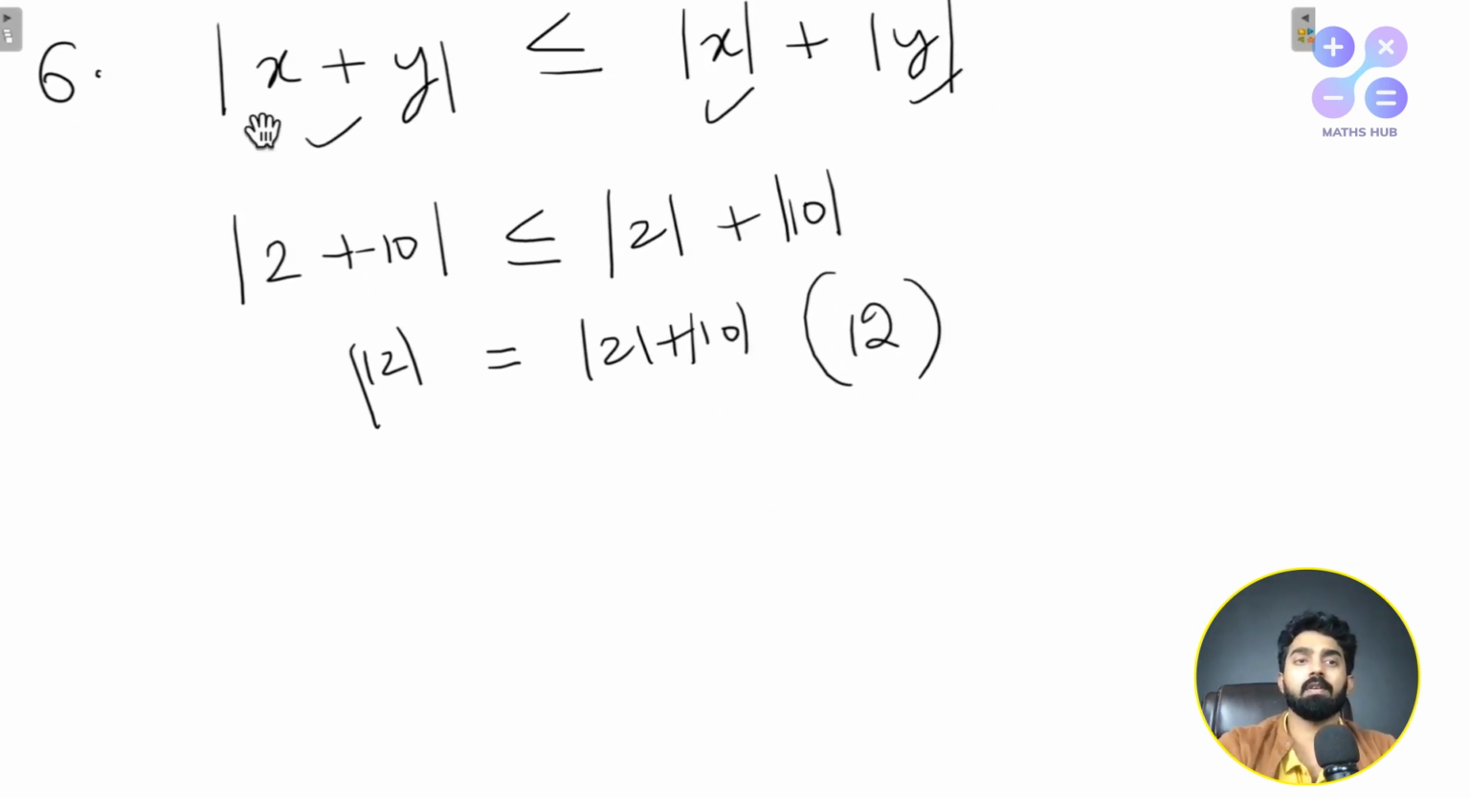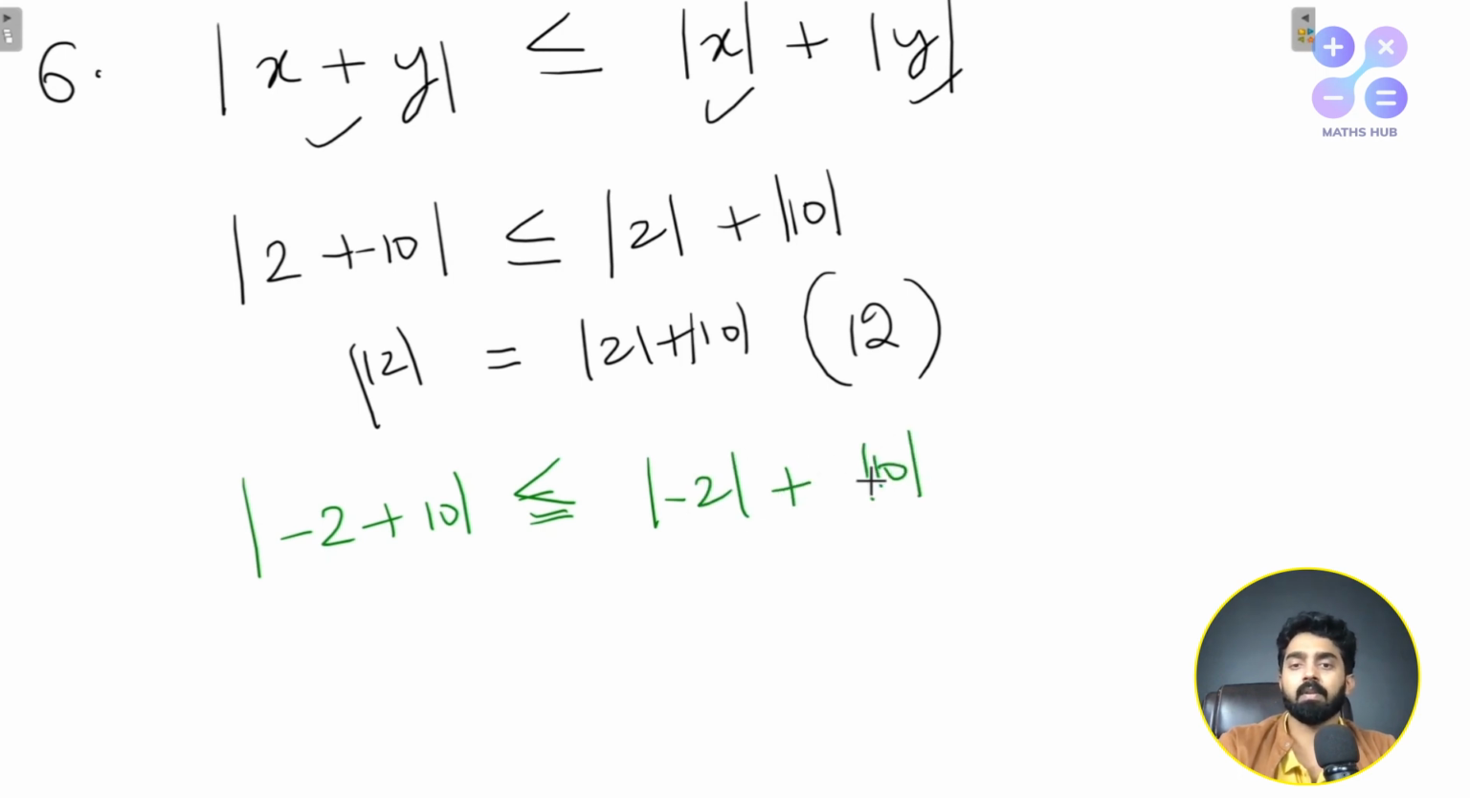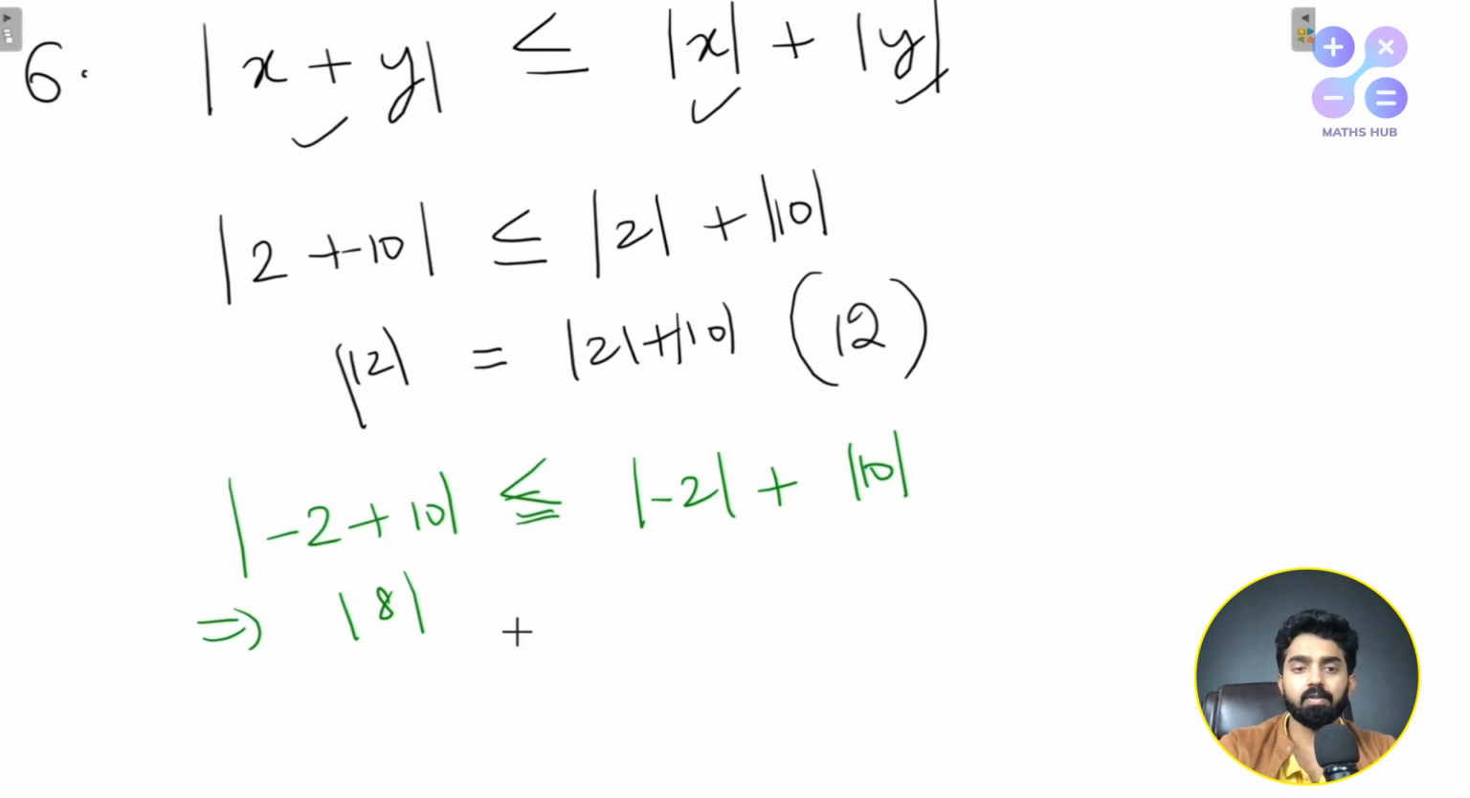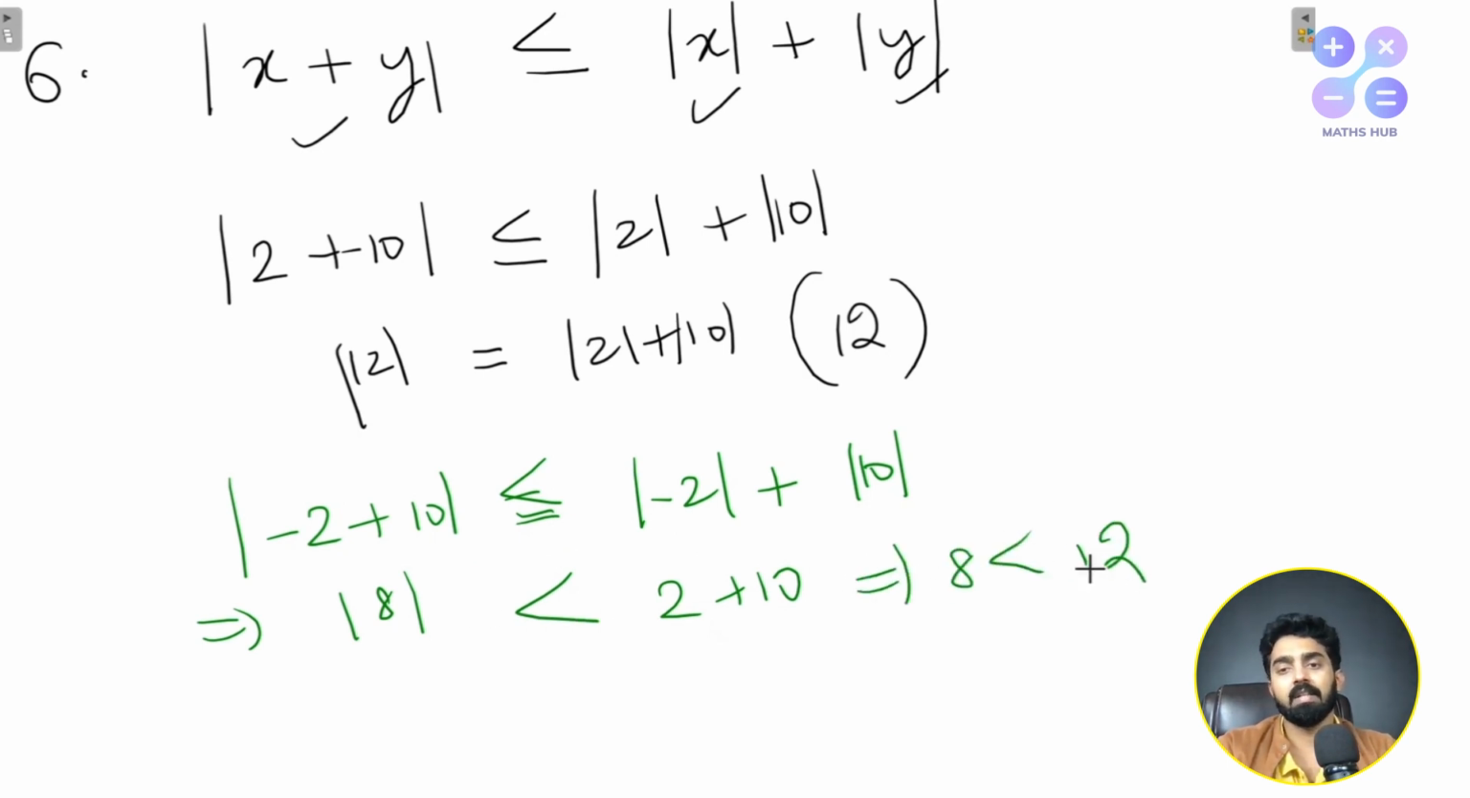But let's take a different example. Let's say x is minus 2 and y is 10. So in this case, what's going to happen? You have the modulus of minus 2 plus 10, which gives you the modulus of 8, right? And on the other side, the modulus of minus 2 is 2, and the modulus of 10 is 10. And the modulus of 8 is 8. So 8 is less than 12. So in this example, what you have seen is that depending on the value of x or the value of y, the overall inequality can shift, right?